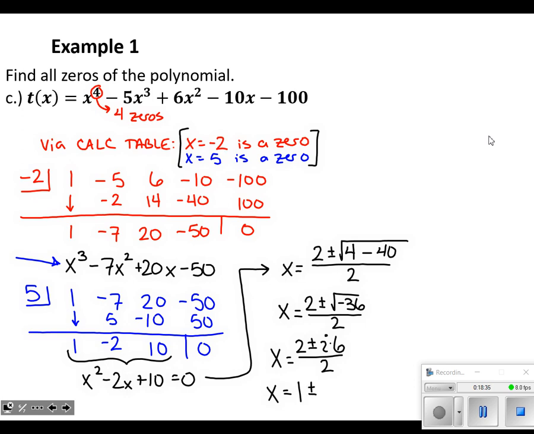So to finally answer our question, the zeros we got for this polynomial were -2 and 5 out of the calculator. We had 1 plus 3i and 1 minus 3i, those complex conjugates that showed up when we did our quadratic formula at the end. That's 1, 2, 3, 4 zeros for our 4th degree polynomial.